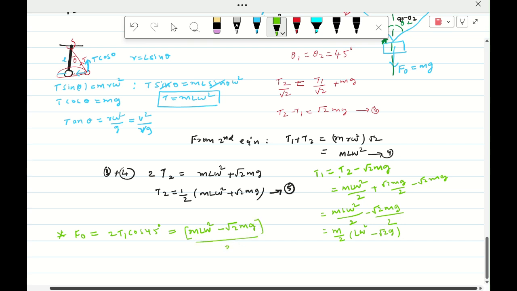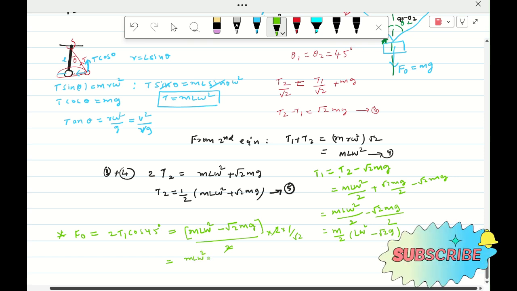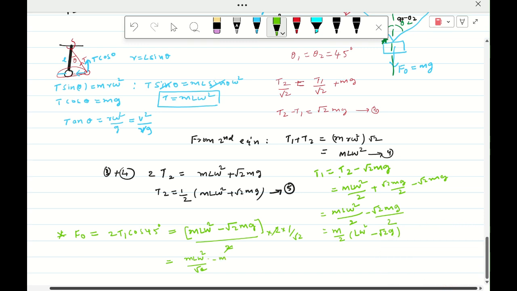That is equal to m L omega square minus root 2 mg by 2, into 2, into 1 by root 2. The 2 gets cancelled, so that equals m L omega square by root 2 minus mg. So this is the F naught value. If the suspended mass is also the same, 2 mg, then L omega square equal to root 2 will come. So there will be different cases from this.